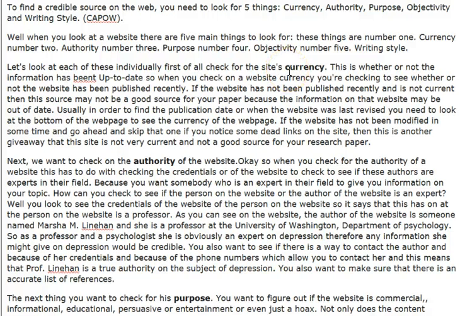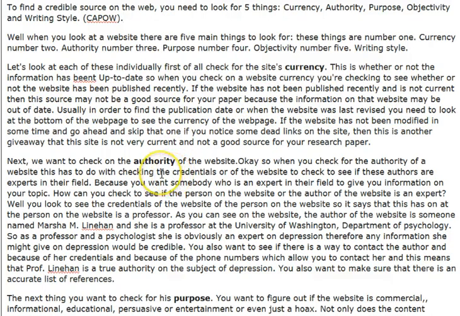How recent is the information? How up to date is the website? So you have to check to see whether or not the website has been published recently. If the website has not been published recently and is not current, then this source may not be a good source for your paper, because the information on that website may be out of date.